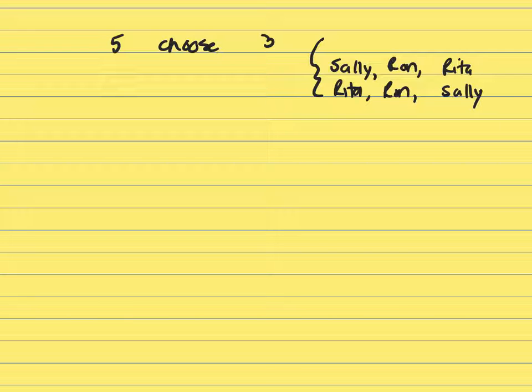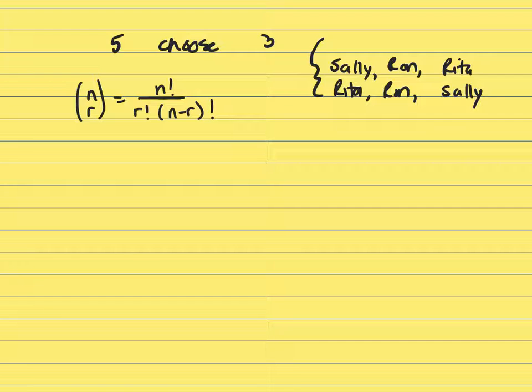What I'm trying to say is order does not matter. If order does not matter, then it's a combination. And the formula is N choose R. And that means 5 choose 3. And the formula for this is N factorial over R factorial times N minus R factorial. So N is always going to be larger than R.